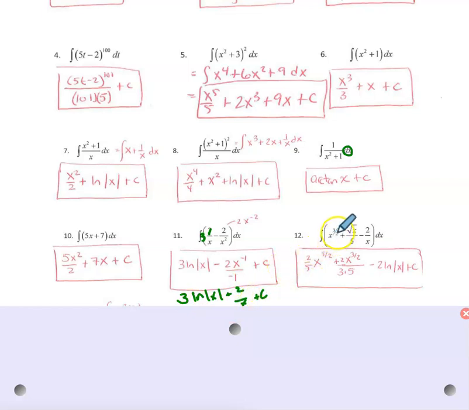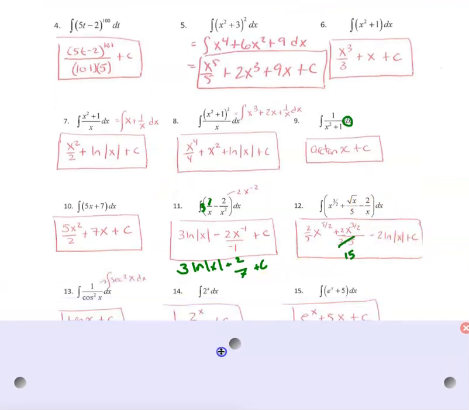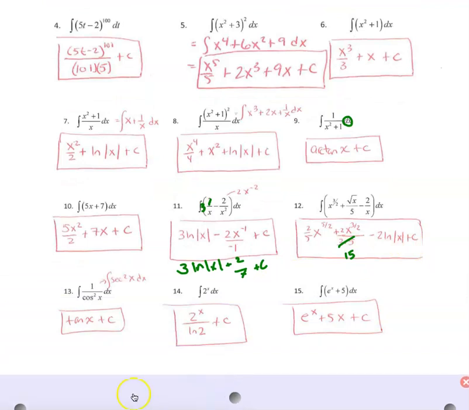Number 12, you're going up a degree and dividing by the new degree. For each of the first two, when you have x to the 1/2, it goes up to the 3/2, and when you divide by 3/2, it goes to 2/3, so your denominator simplifies out to 15, which you could have left as 3 times 5 if you want, that's fine. And then here, negative 2 over x goes to negative 2 times the natural log of the absolute value of x plus c. And then we finish the page with the last 3 problems.